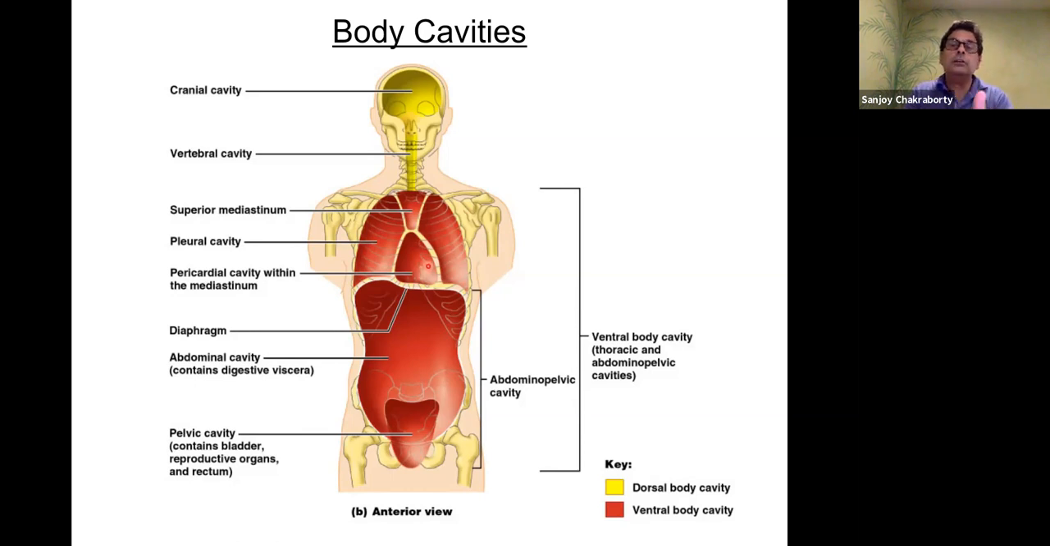Pericardial, so where is your heart located? That's the first question I asked. This is actually the answer: pericardial cavity within the mediastinum. So when you're in ANP2, that question will be helpful. Like in the cardiovascular system, where is the location of the heart? Pericardial cavity within the mediastinum, because the whole thing is the mediastinum.